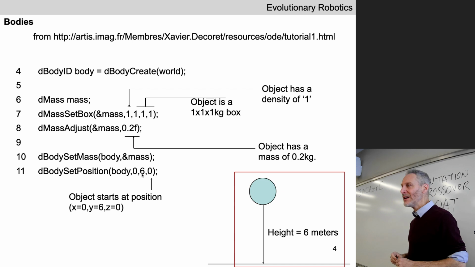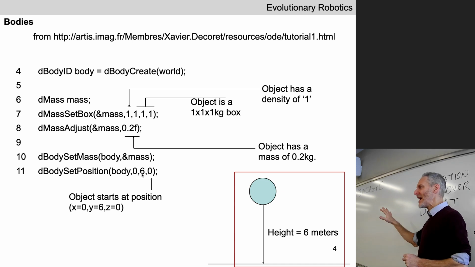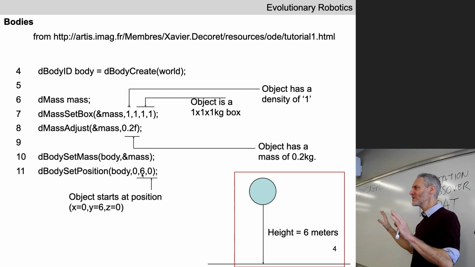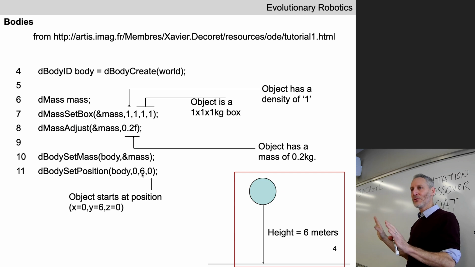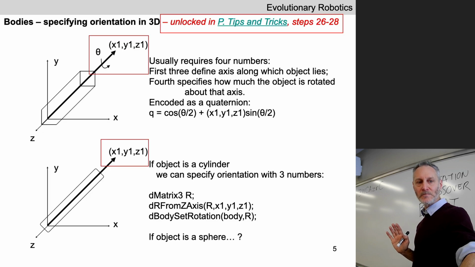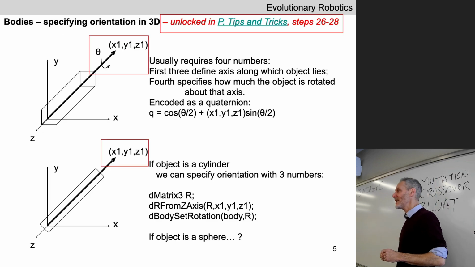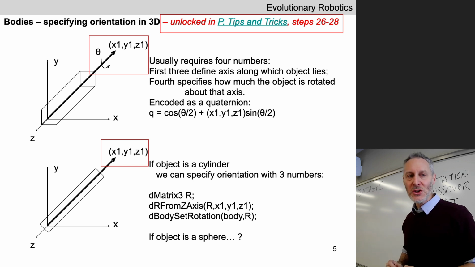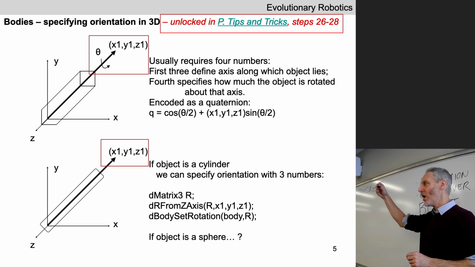In ODE, these parameters are set in a different place. This seems very confusing, but there's a good reason for it. We're defining the position and mass properties of the object here. We were missing orientation. We're going to set orientation in a moment. Setting the orientation of an object is a little tricky in 3 dimensions.